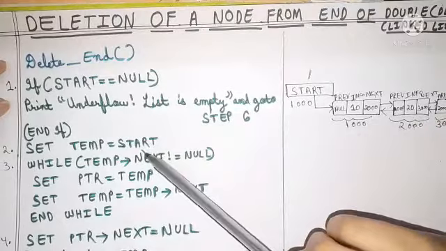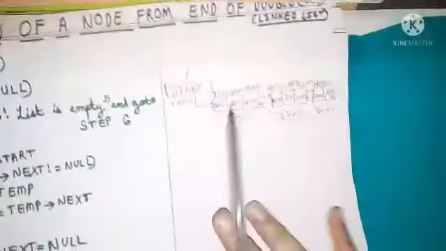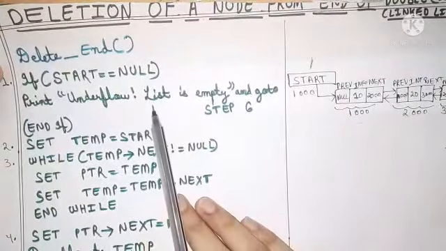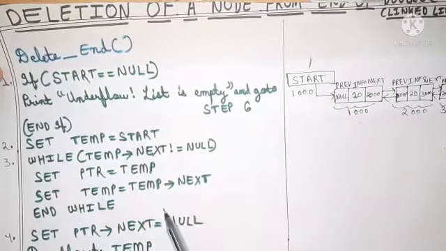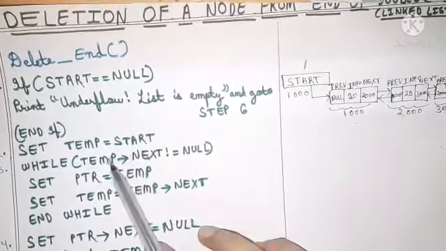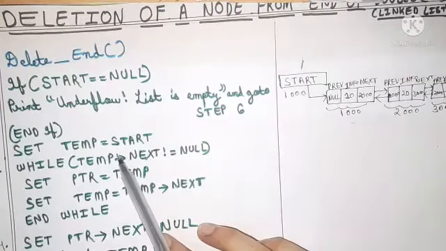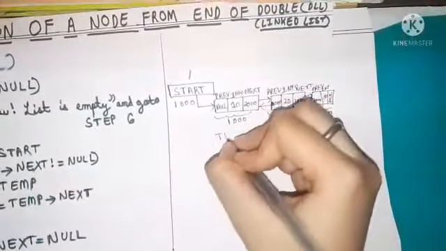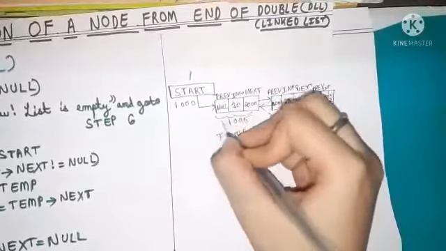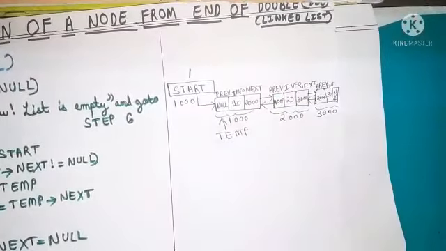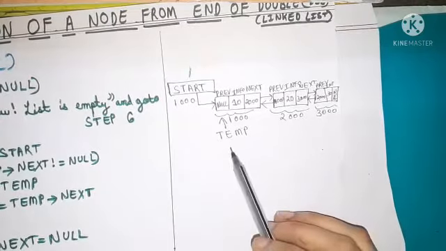Now I have assumed one list having 3 nodes. So here this statement means it is false, so the other statements will be executed. First of all we will set one pointer temp at the start position, because as we want to delete from the end of our double linked list, one pointer has to be there so that it can traverse the entire list. So that pointer is temp.